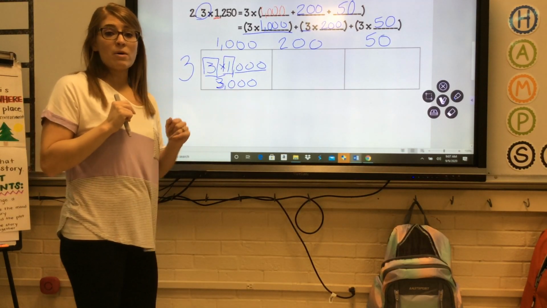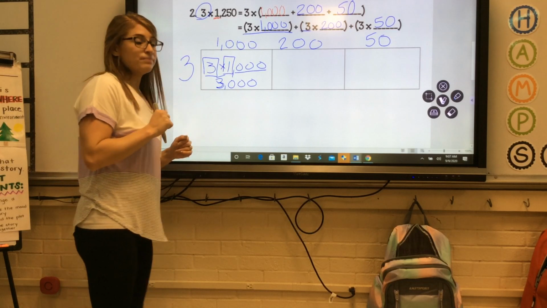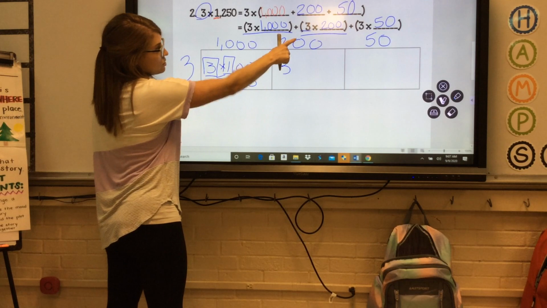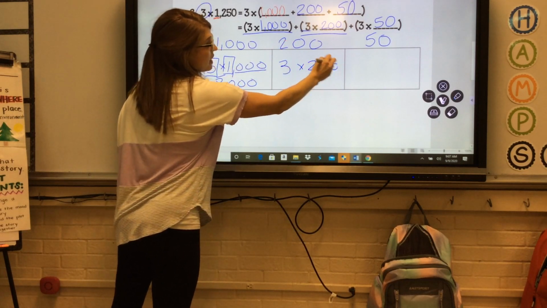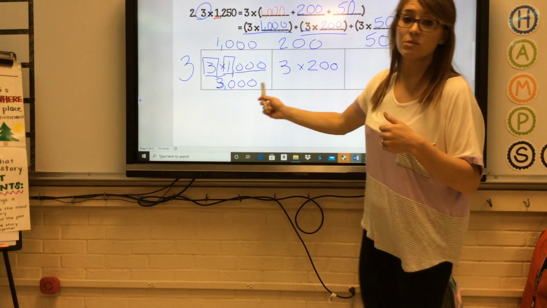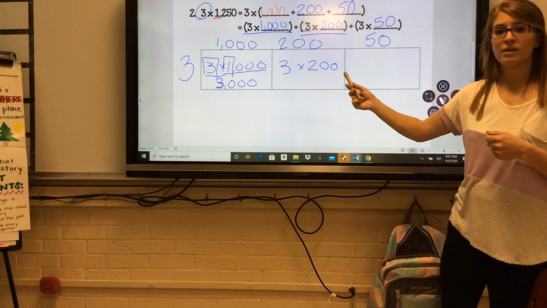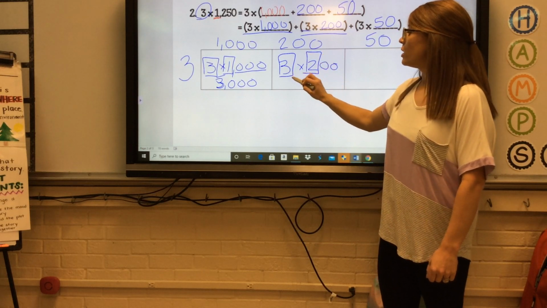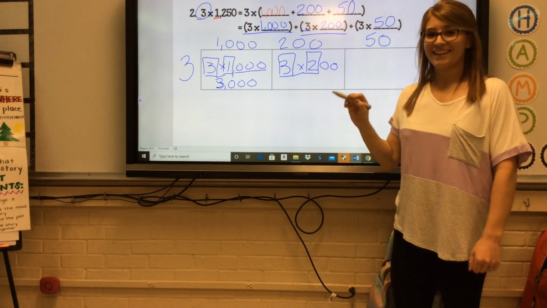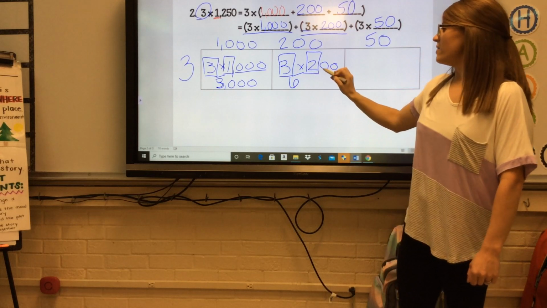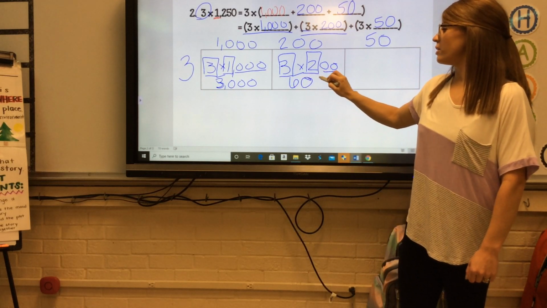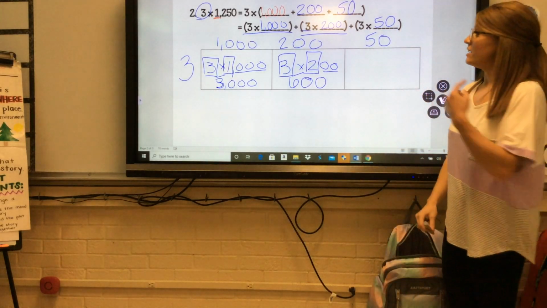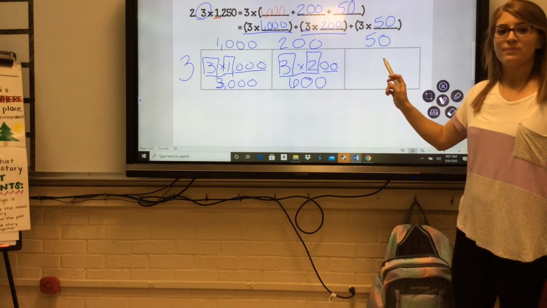Then in the next box, what am I multiplying? The 3 times 200. Again, I can use my basic fact trick for this one. What basic fact do we see here? Very good. I see 3 times 2 as well. What is 3 times 2? It is 6. Very good. And then I'm going to add those 2 zeros on to the end to get 600. Great job.